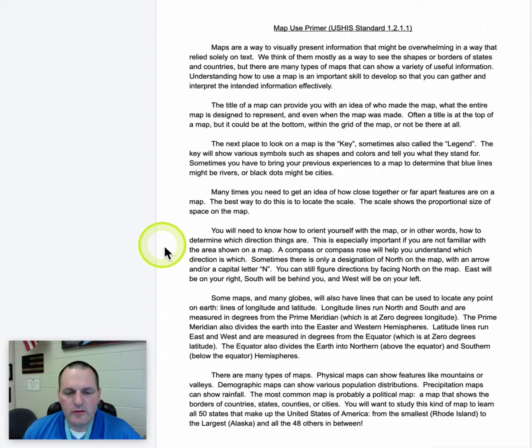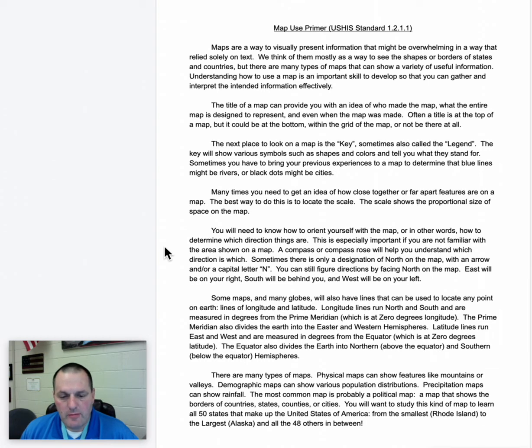You will need to know how to orient yourself with the map, or in other words, how to determine which direction things are. This is especially important if you are not familiar with the areas shown on the map. A compass or compass rose will help you understand which direction is which. Sometimes there is only a designation of north on the map with an arrow and/or a capital letter N. You can still figure out directions by facing north on the map. East will be on your right, south will be behind you, and west will be on your left.